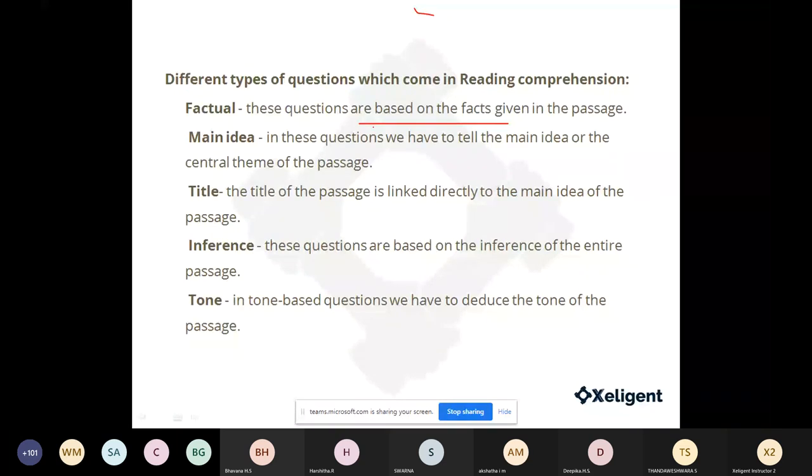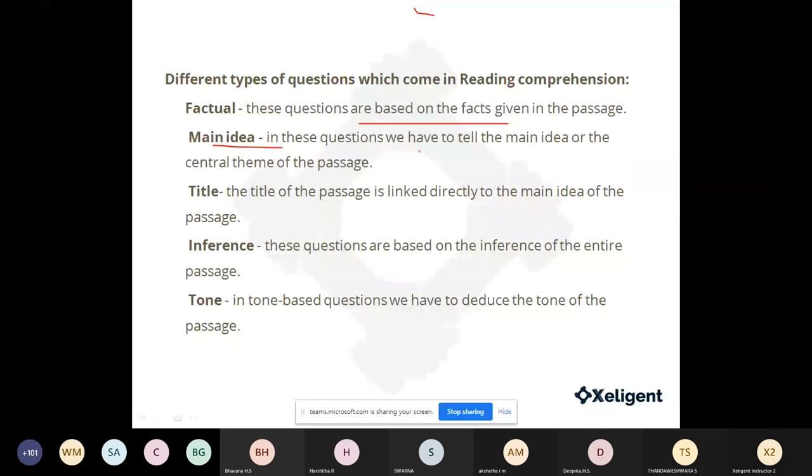That is factual. And main idea. Every sentence or every paragraph in the passage will speak about the central theme, or crux, of the passage. That is called the main idea. It will directly or indirectly speak about the theme of the passage. You can consider that theme to be the main idea of the passage. So this is one kind of question you can expect from reading comprehension: what is the main idea of the passage? Like that.